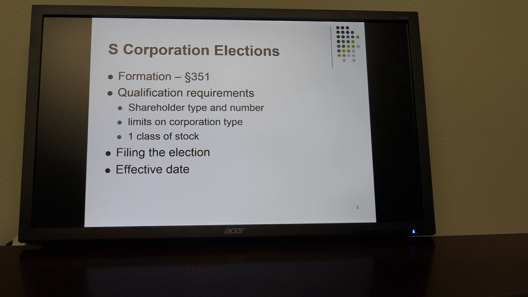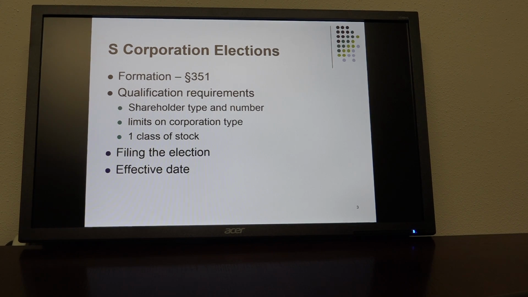Although I don't think I mentioned it when we were talking about forming partnerships, note that there's no similar provision concerning control for the formation of partnerships. But here you have to meet the requirements of Section 351 for it to be strictly a non-taxable transaction. Not true for partnerships.